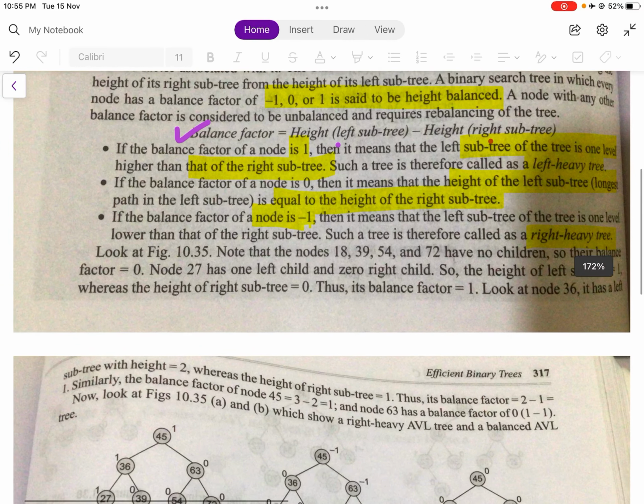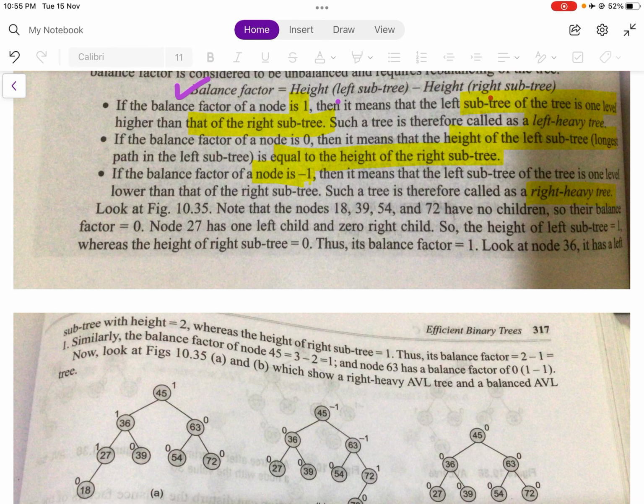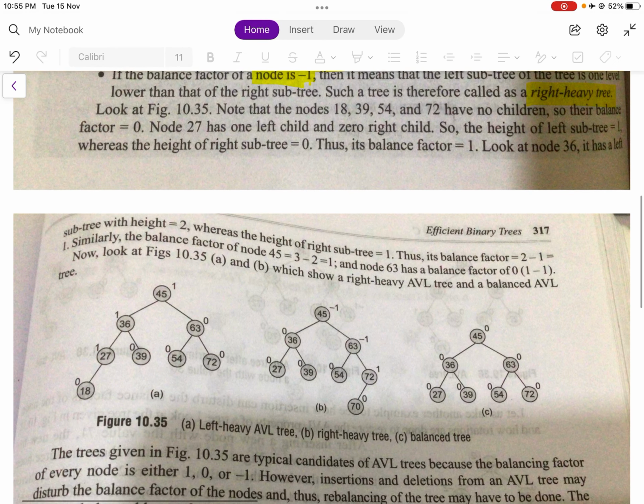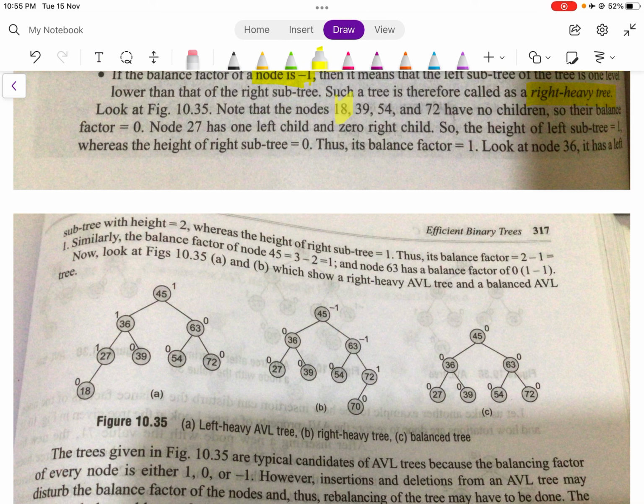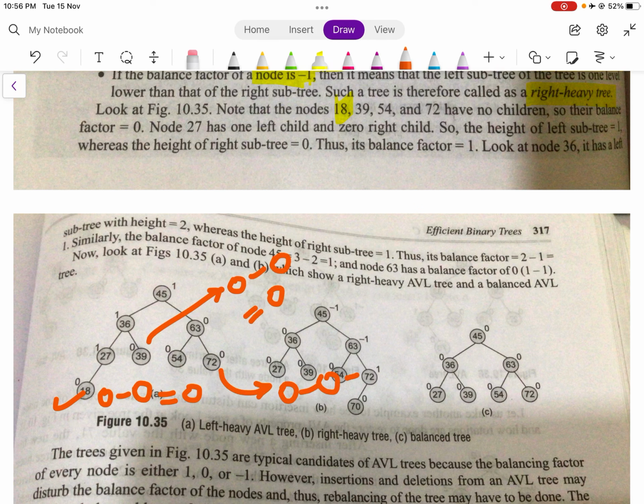Note that the nodes 18, 39, 54 and 72 have no children. So, their balance factor is 0. Where is 18? This is 18. It has no children. So, right subtree minus left subtree will be 0 minus 0, that is 0. Even 39 has no children, so again it will be 0 minus 0, that is 0. Even 72 has no children, so 0 minus 0 is 0. 54 also has no left and right, so 0 left, 0 right. That answer comes out to be 0. So, their balance factor is 0.